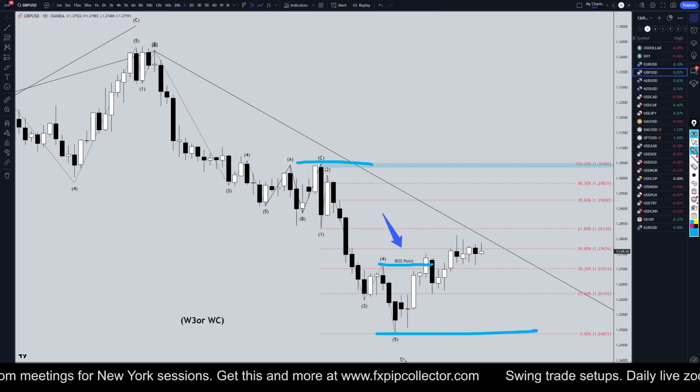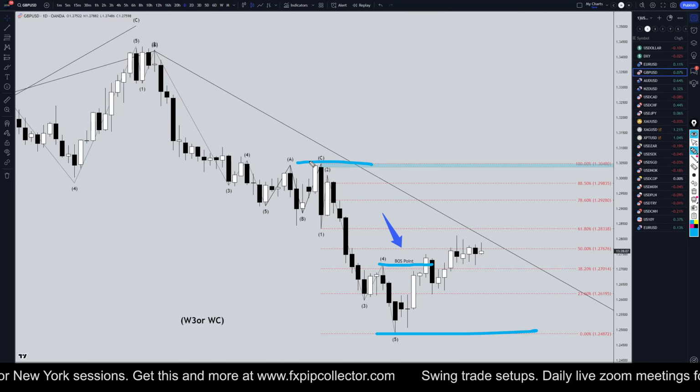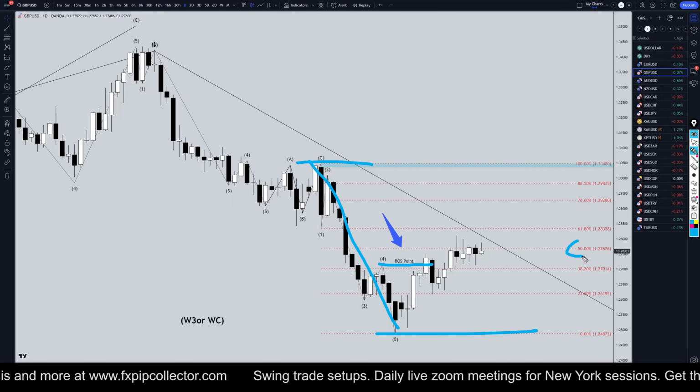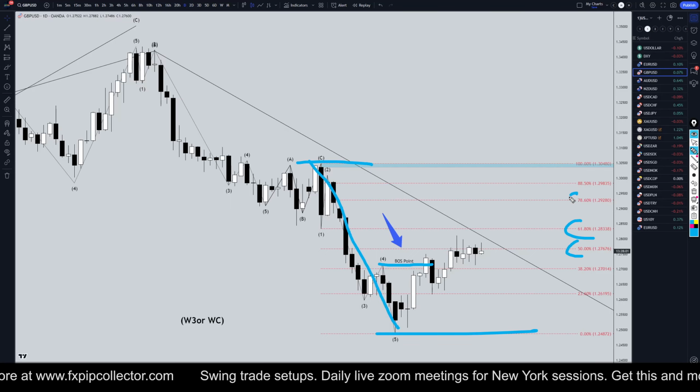Now, we don't know that this is a trend reversal. A break of structure could just mean that there's a correction to the last impulsive move down. So pay very close attention to your Fibonacci levels on shorter time frames for a break to the downside.